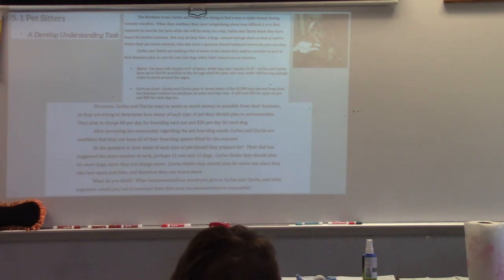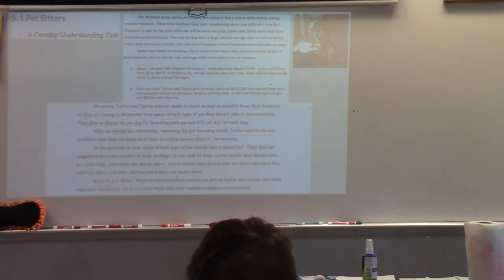Okay? Tony, can you read the last two paragraphs for us? So the question is, how many of each type of pet should they prepare for? The data suggests the same number of each, perhaps 12 cats and 12 dogs. Carlos thinks they should plan for more dogs since they can charge more. Clarita thinks they should plan for more cats since they take less space and time. Therefore, they can board more. What do you think? What recommendations would you give Carlos and Clarita, and what argument would you use to convince them that your recommendation is reasonable?